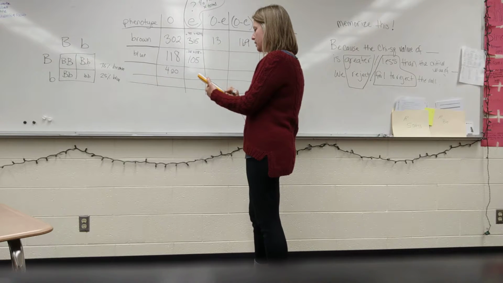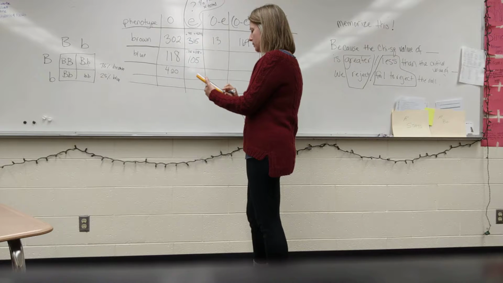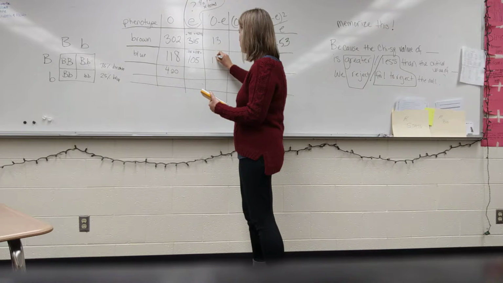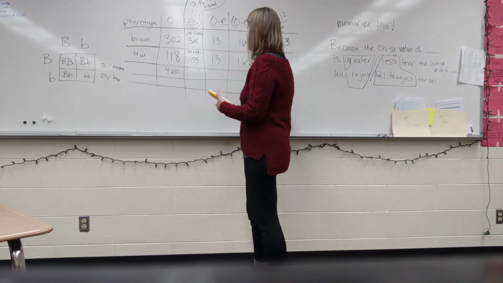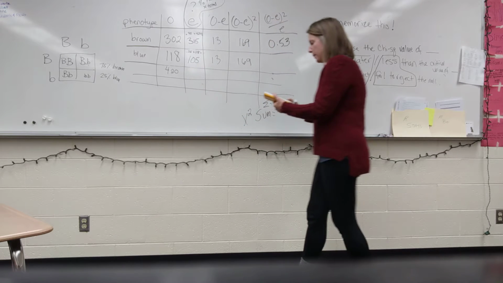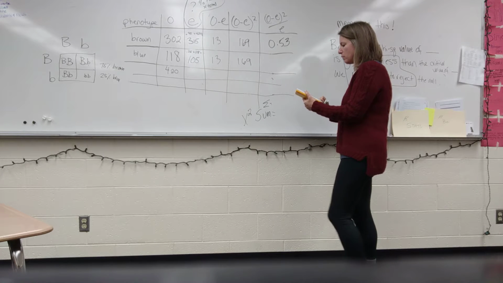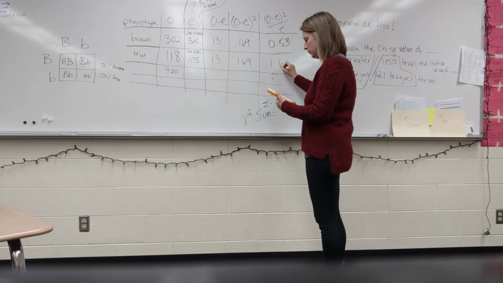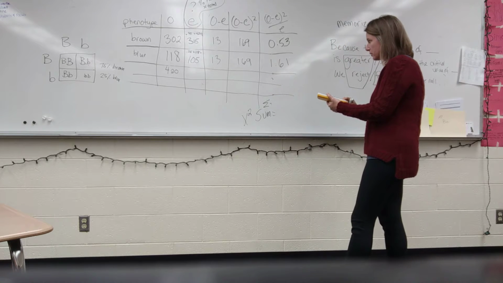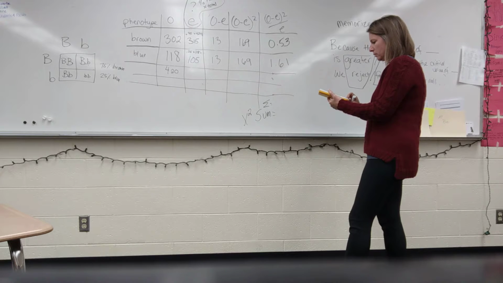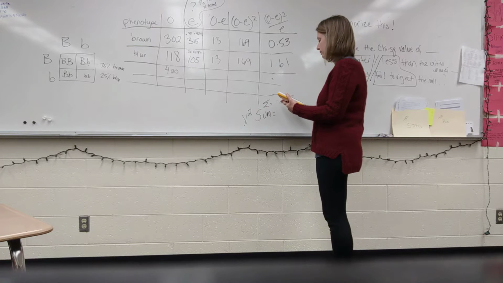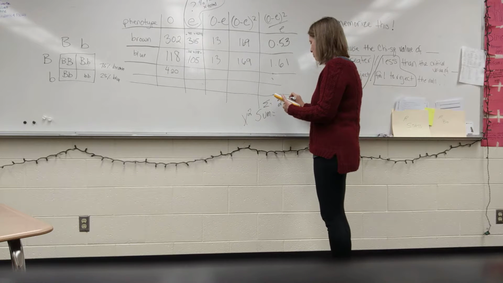118 minus 105, square that. It's the same thing. But it's not going to be the same answer here because we're going to take that number and divide it by our expected. So this time we're going to divide by 105. And we get 1.61. Add those numbers together, and you get a sum, that's important, of 2.14.